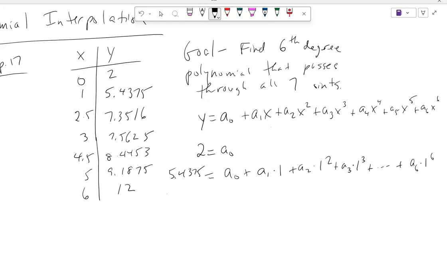The next one, you would have 7.3516 equals a naught plus, pardon me, a1 times 2.5, a2 times 2.5 squared, a3 times 2.5 cubed, all the way out to a6 times 2.5 to the 6th. Noticing a pattern?